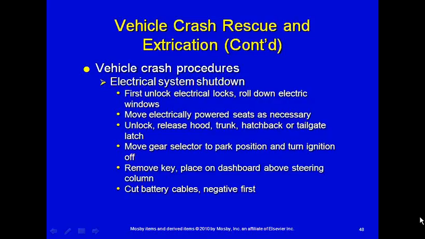Roll down the electric windows, and unlock the electric doors. Remove the keys and put the keys on the dash or somewhere where they can be seen or accessed, but only after you unlock the doors, roll the windows down, move the power seats back, unlock and release the hood, the trunk, the hatchback, or the tailgate, and move the gear selector into the park position.